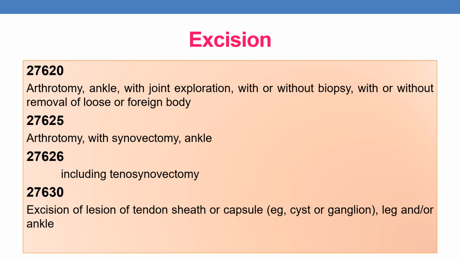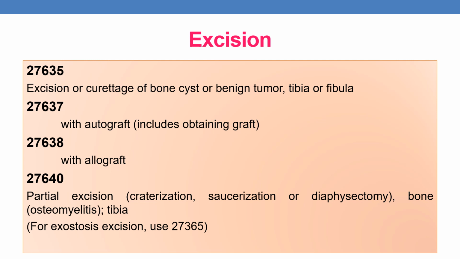The next CPT is 27630. It deals with excision of lesion of tendon sheath or capsule, for example, to treat cyst or ganglion, leg or ankle area. The next is 27635. It deals with excision or curettage of bone cyst or benign tumor, tibia or fibula. If it is done with autograft, then the CPT is 27637. If it is done with allograft, the CPT is 27638. The next CPT is 27640. It deals with partial excision, bone, tibia.